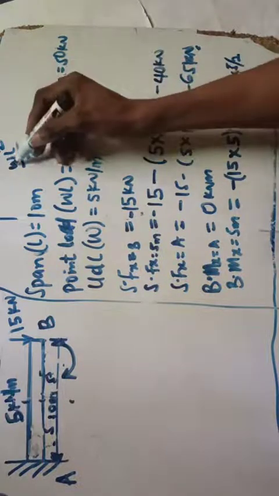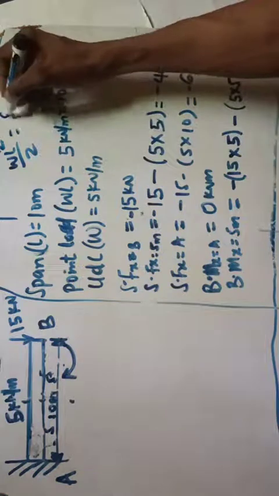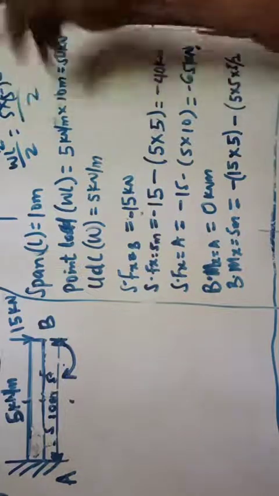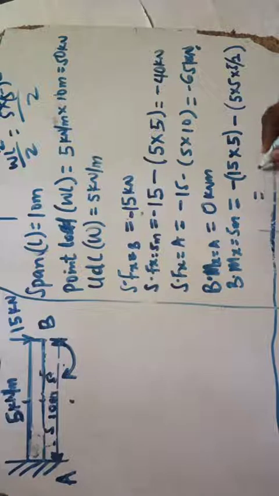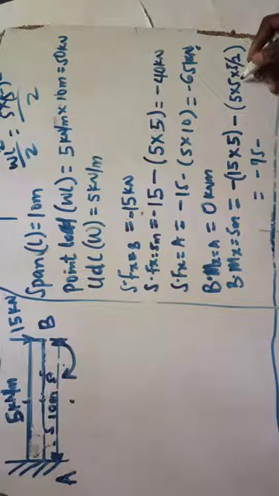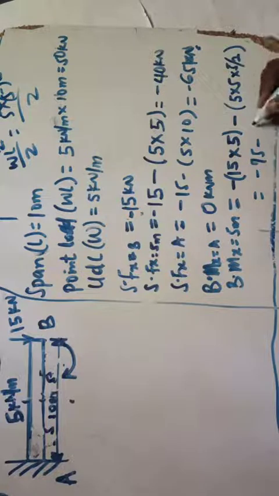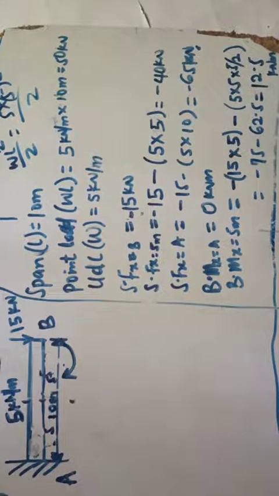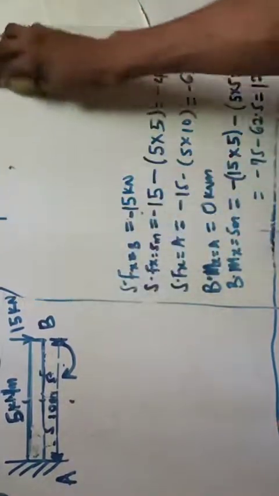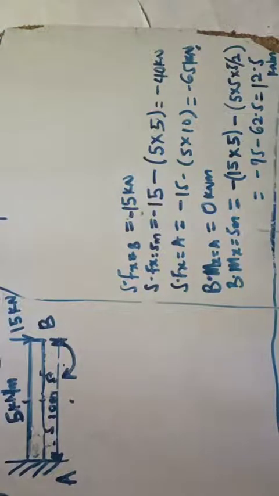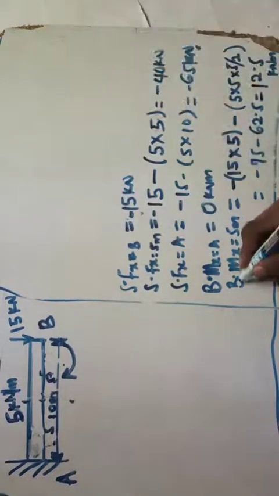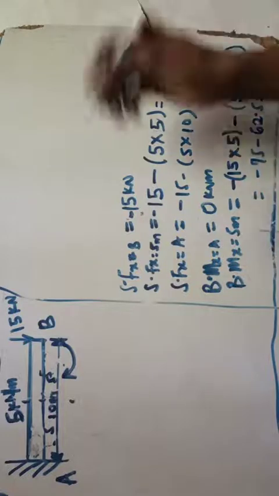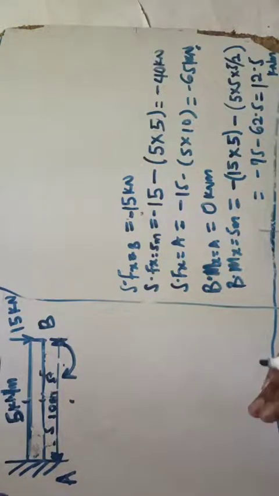So that is it, WL square over 2. So what is WL square? That is 5 times 5 square over 2. And remember like that, you can have it as minus 75 minus, this is 25, 105 divided by 2. That will be 62.5. And here you will be left with 12.5. Now for the next thing, it's advisable you generate a formula for everything. It's very important. Also if you remember your UDL formula, WL square over 2 for the bending moment.